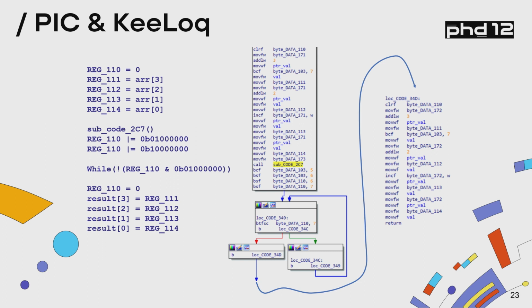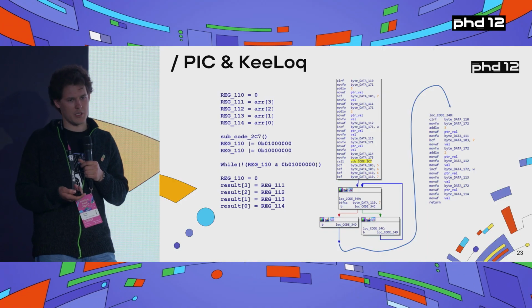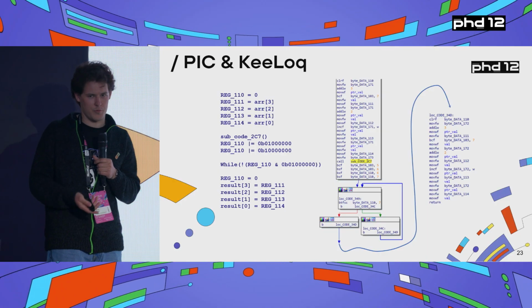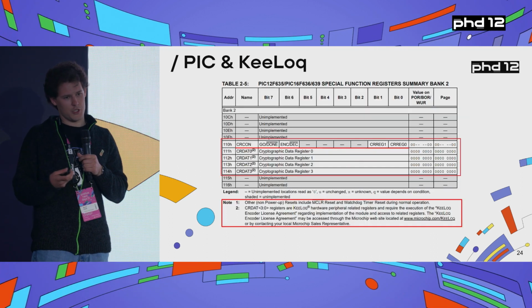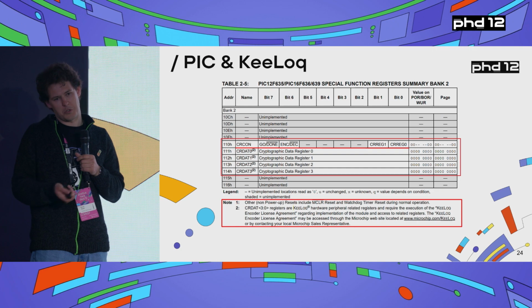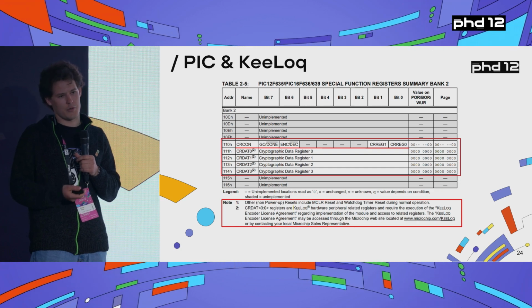that bit 7 becomes bit 0 for register 110. And when that happens, from the same data registers, 111 to 114, data does get read. Well, it does look like encryption to me. Moreover, it's keylock. So I'm wondering, maybe that's hardware-based encryption.